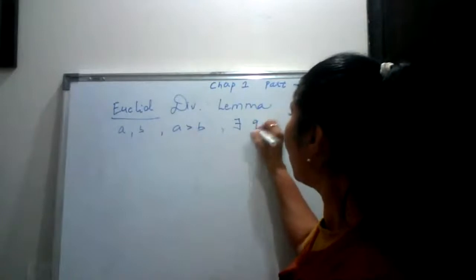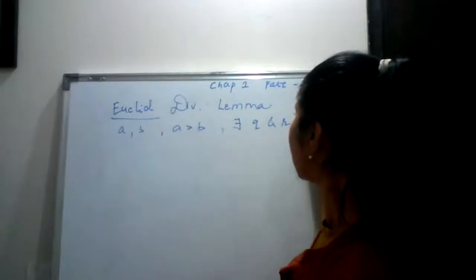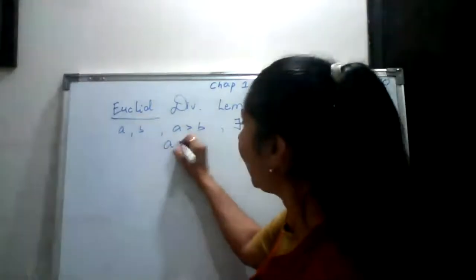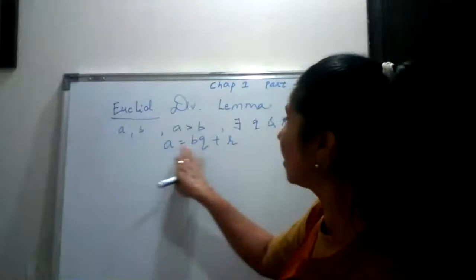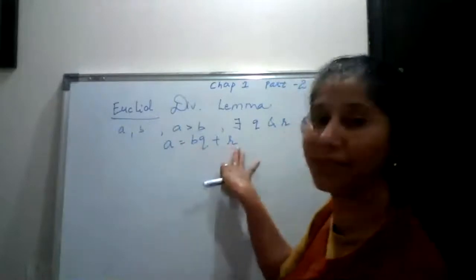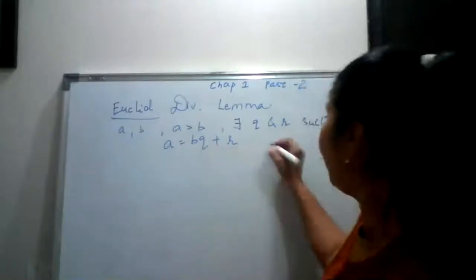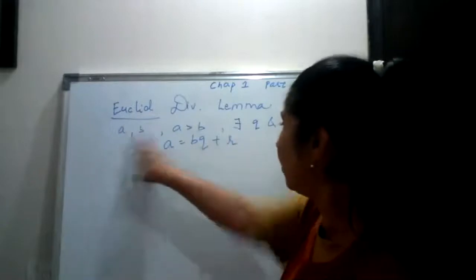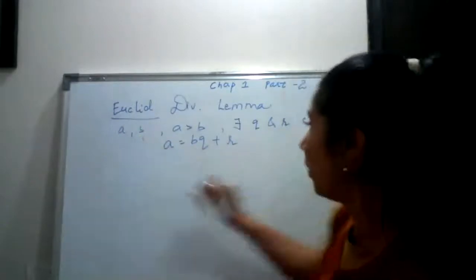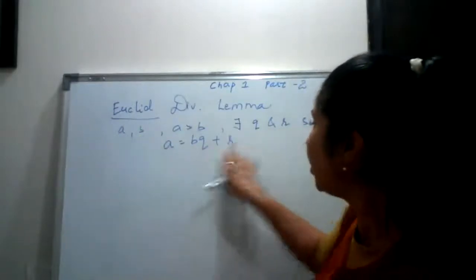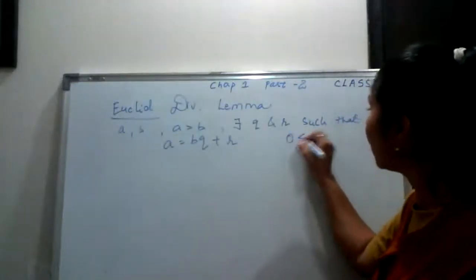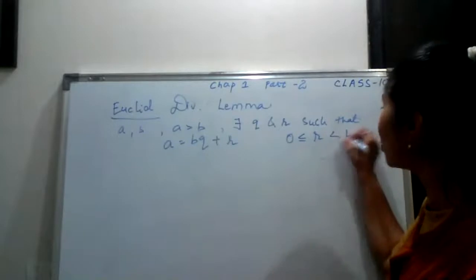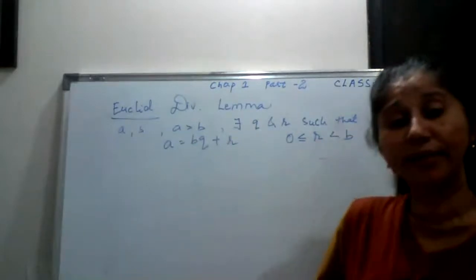Q and R, such that A can be expressed as BQ plus R. That is, dividend is equal to divisor into quotient plus remainder, isn't it? A and B are your numbers, Q is any integer, and R is for remainder. And what is the condition for this R? It has to be smaller than the divisor.